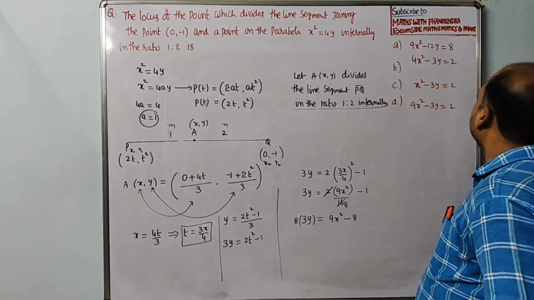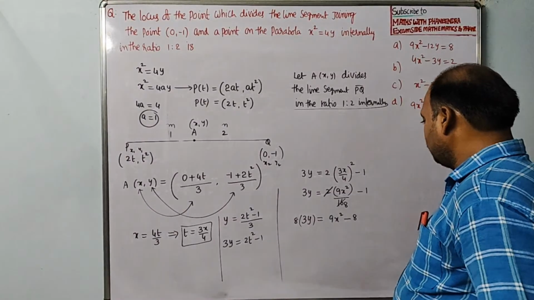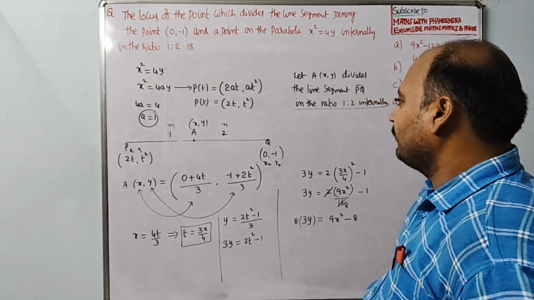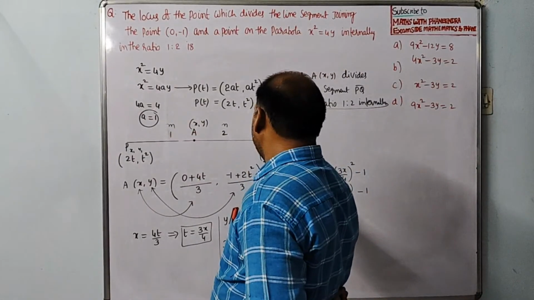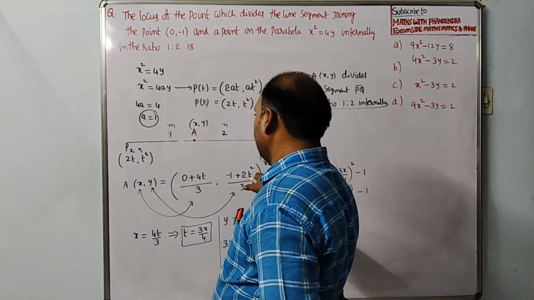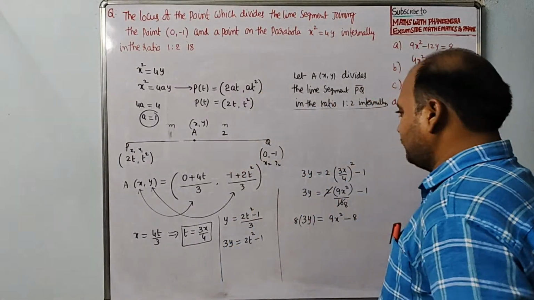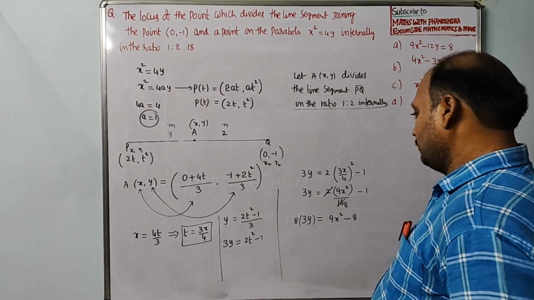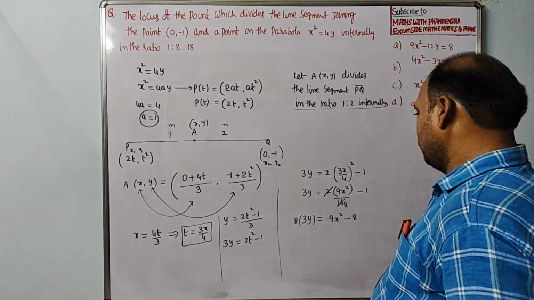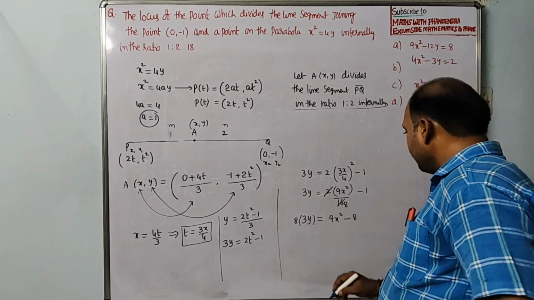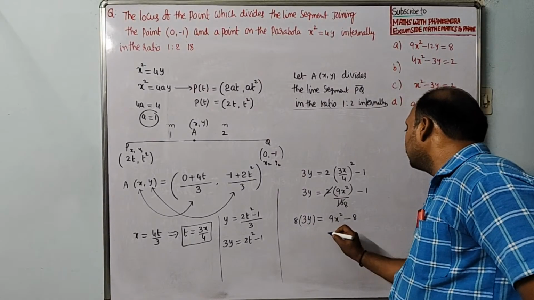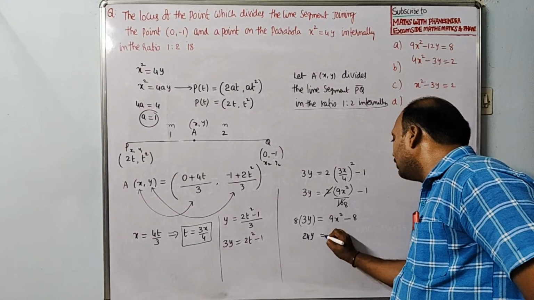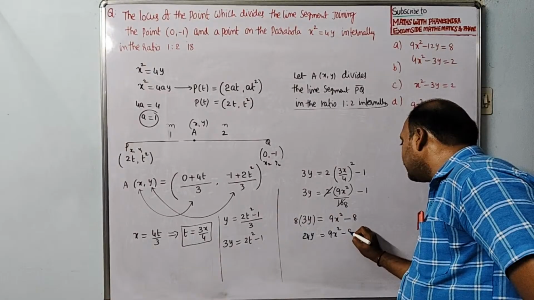Okay, students. 3x by 4 only, no? So m x2 plus n x1 by m plus n, that one, right? 3y is equal to 2t square minus 1. So minus 8, bring this side. 24y is equal to 9x square minus 8.